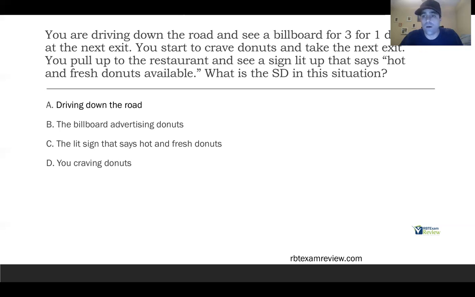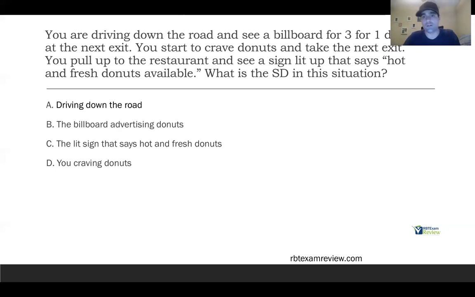Remember, what does the SD do? What does the discriminative stimulus do? It signals that something is available. So it's saying this is available, come in. So A, driving down the road, that's not an SD. It's just a behavior. The billboard advertising donuts: what does the billboard do? You see the billboard, you start to crave donuts. The billboard makes you want donuts. What is that then? The billboard is an MO, a motivating operation.